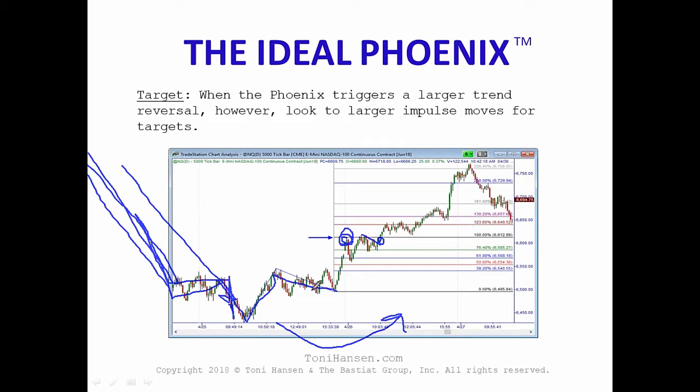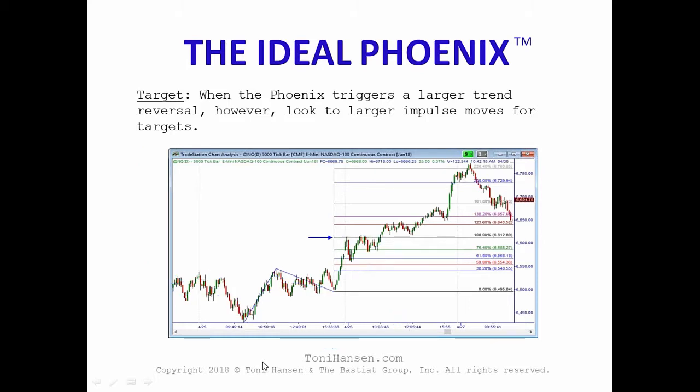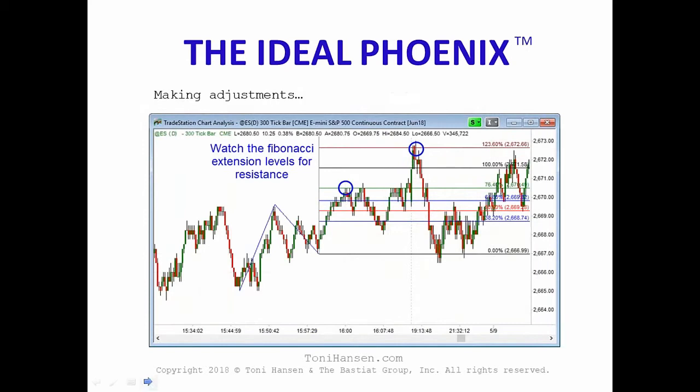This is a good example of how that larger trend will give us a stronger trend reversal where we can actually get substantially more out of the position than that 100% level. So I'm going to show you guys that trade from yesterday and what the management meant on that one.